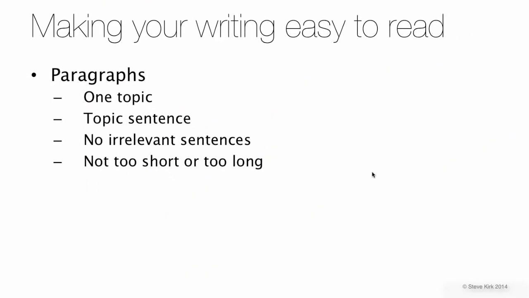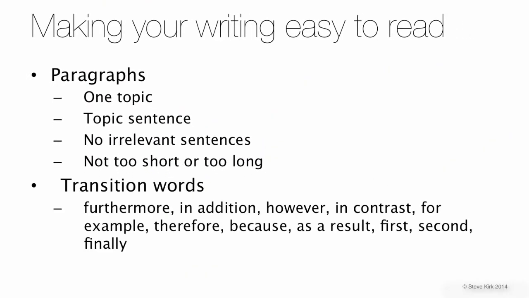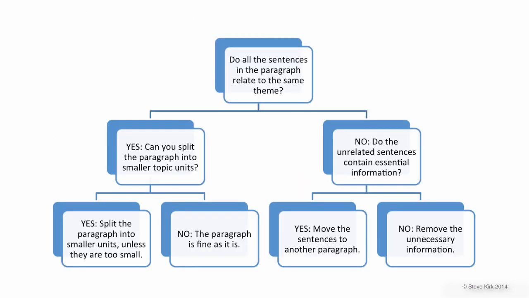The other thing that you should do in your paper is to use transition words. Transition words like these help to make connections between your sentences and between your paragraphs so that it will be easier for people to read it and follow your argument. You can use this flowchart to check if your paragraphs are following all the rules.